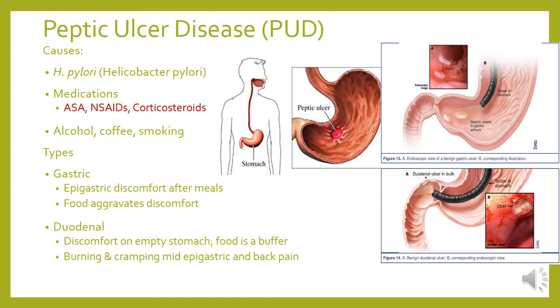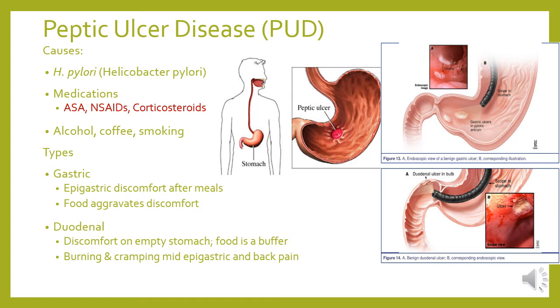Another cause of peptic ulcers is medications, specifically aspirin and other NSAIDs and corticosteroids. Along with the medications, another cause is habits like alcohol consumption, coffee, and smoking.